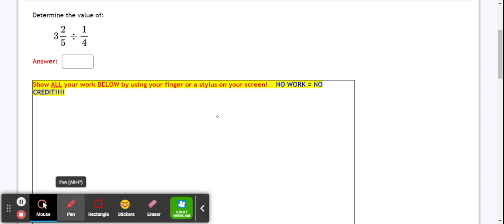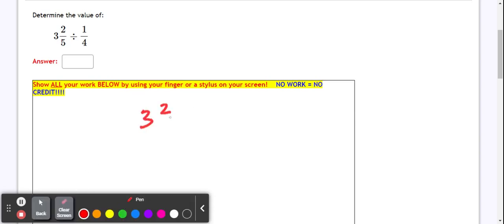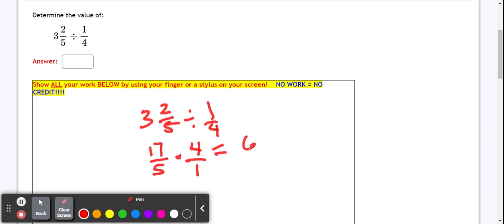For this one, 3 and 2/5 divided by 1/4. That means that this has to be 17/5, right? You multiply 5 times 3 and then add 2. That's 17/5 times the reciprocal, 4/1. I can't cross cancel anything, so I'm going to have to do 17 times 4, 34, 68. So this is 68 over 5. And 5 goes into 6 one time.